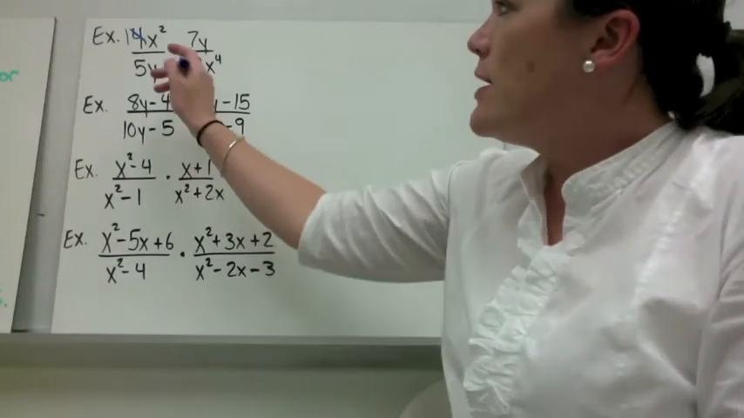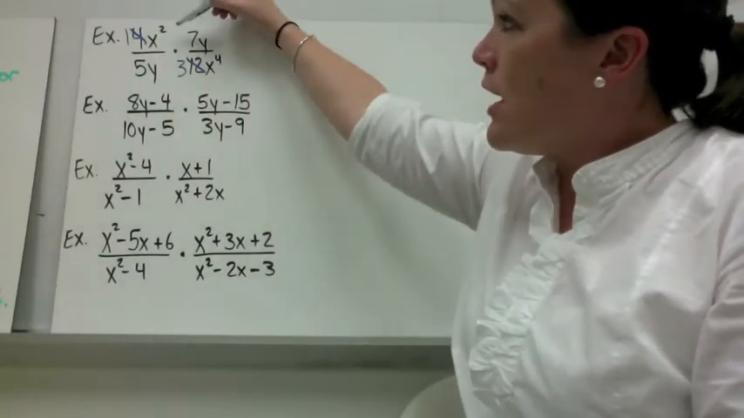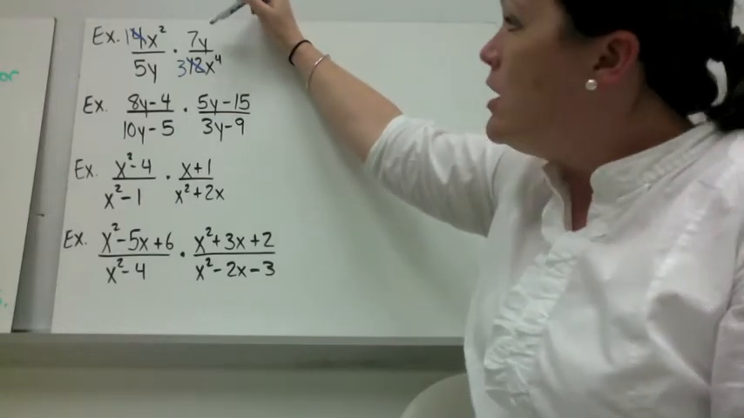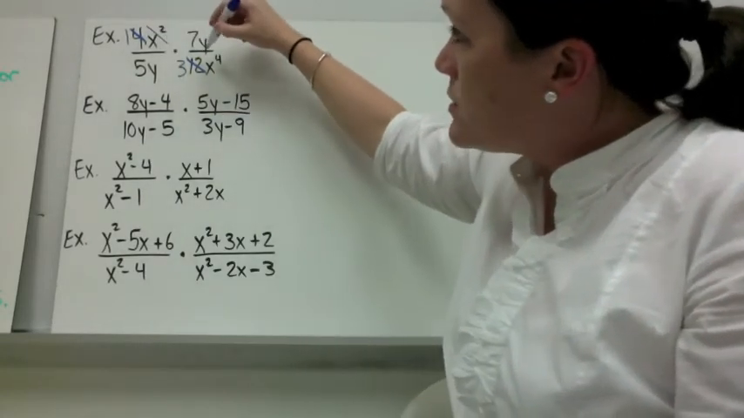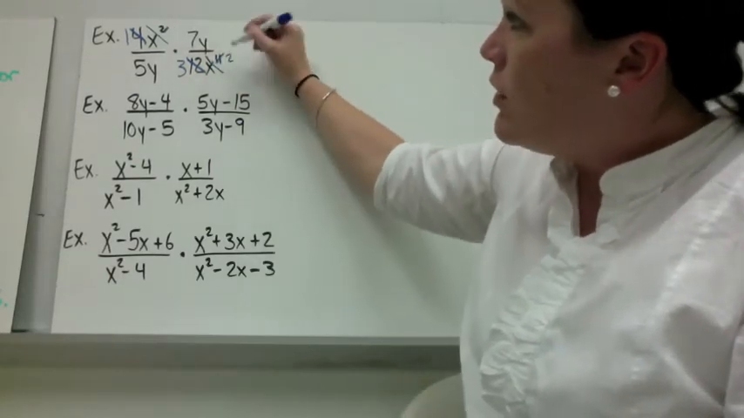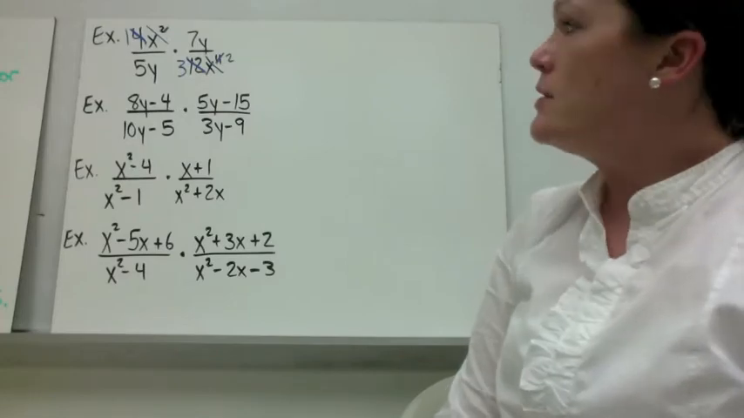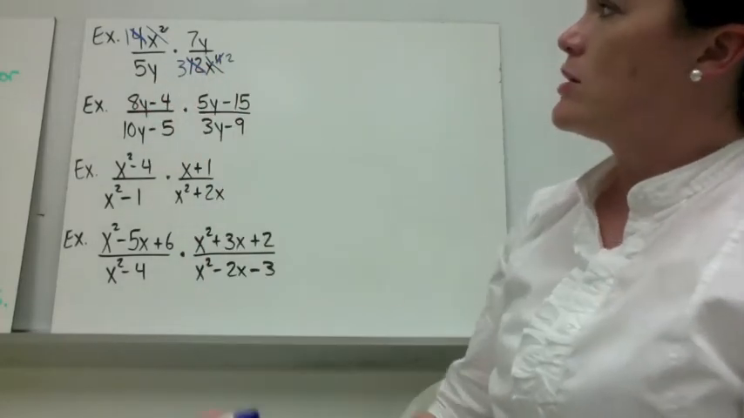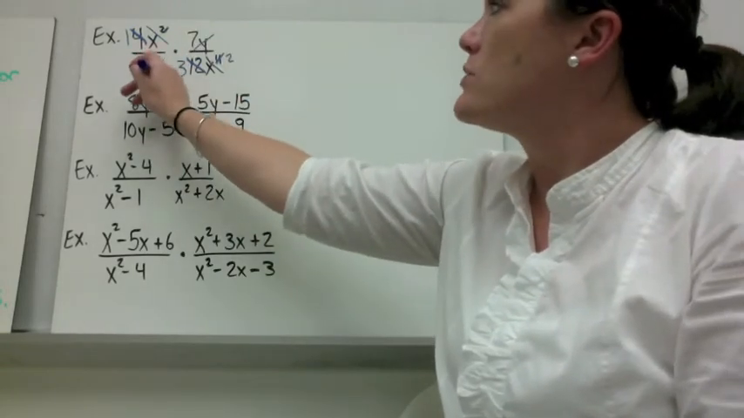And then we think about our exponent rules. We have x squared on the top here and x to the fourth on the bottom, in the denominator. So x squared would cancel 2 of the x's down here, so we no longer have 4, we'd be left with 2. And then we have 7y in the numerator and 5y in the denominator. So these y's would cancel.